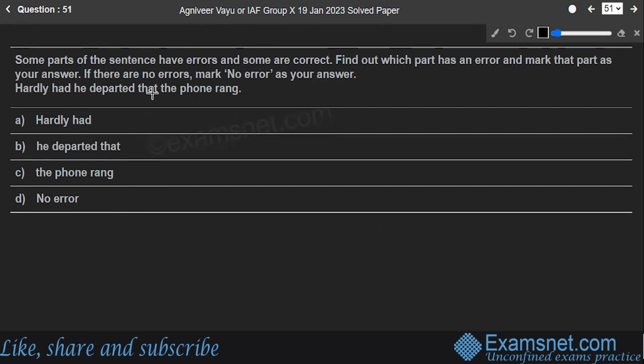Well, yes, there is an error. He departed that. Option 2, the usage of that is incorrect. Instead of this, we need to use when. With hardly or scarcely, we always use the conjunction when. Hardly had I reached the station when the train came. Something like that. So the correct sentence will be, hardly had he departed when the phone rang. That means option B is the correct answer.